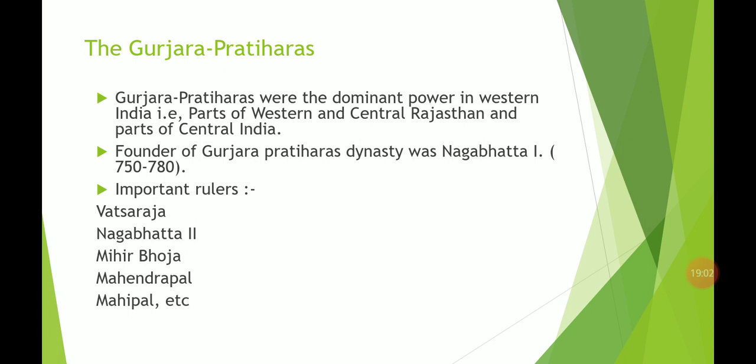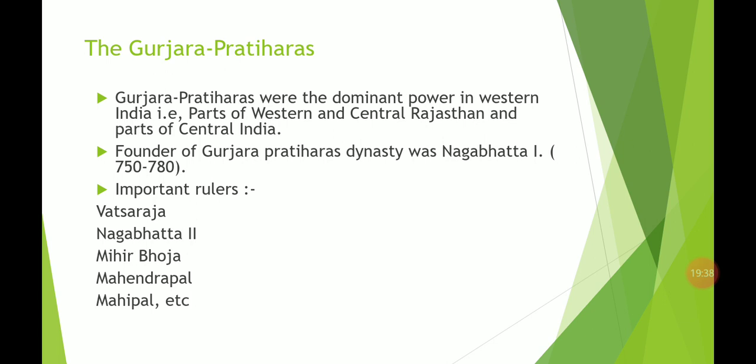Their extent was western and central Rajasthan. So almost the area of Rajasthan as well as parts of central India like Madhya Pradesh and Uttar Pradesh. This is the extent of the Gurjars and Pratihars. So who was the founder of the Gurjar Pratihar dynasty? Nagbhat I was there, and he founded the Gurjar Pratihar dynasty.